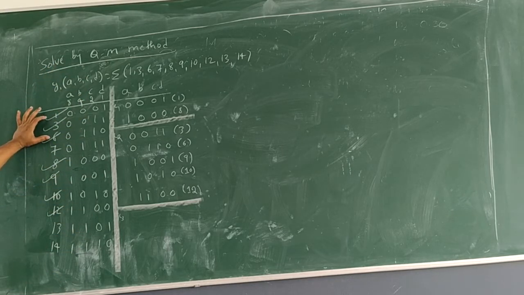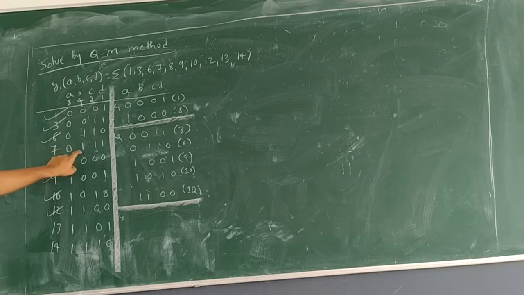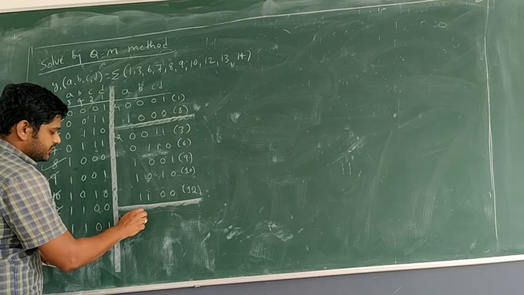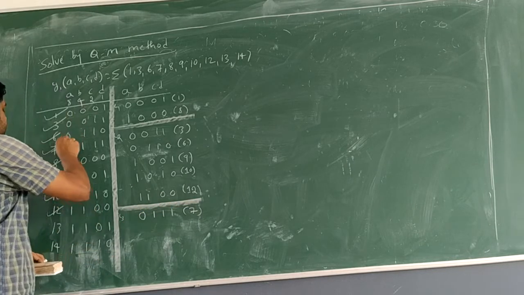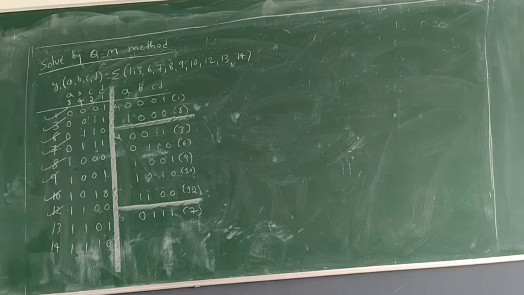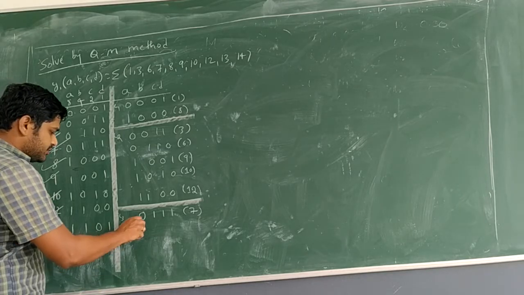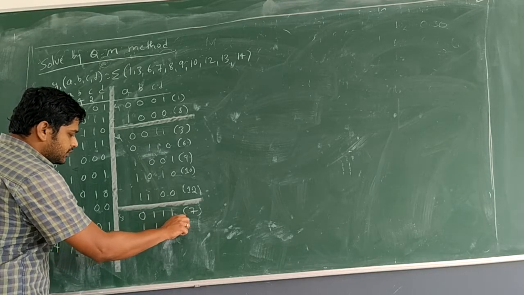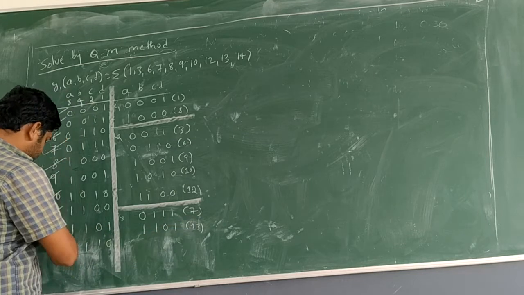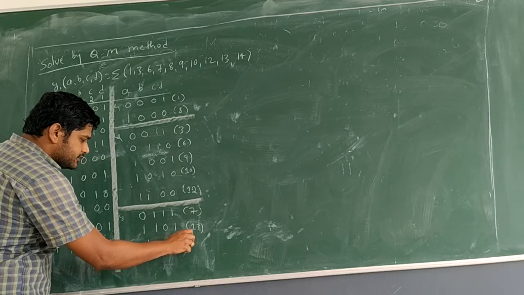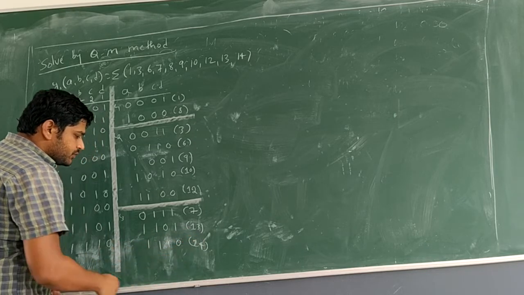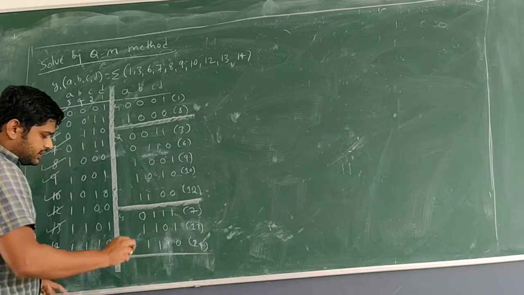If already check marked, no need to consider. This is not check marked. So see again, it is 0, 1, 1, 1. What is this one? 7. So pass mark the 7. Next, continue. 13 and 14. 13 means what? 1, 1, 0, 1. That is 13. Pass mark for 13. 14 means 1, 1, 1, 0. So that's closed for L3.